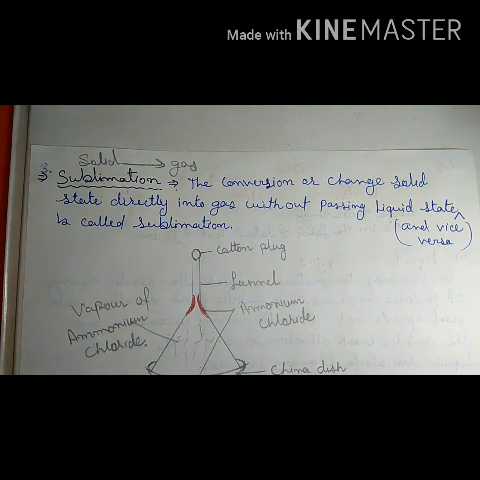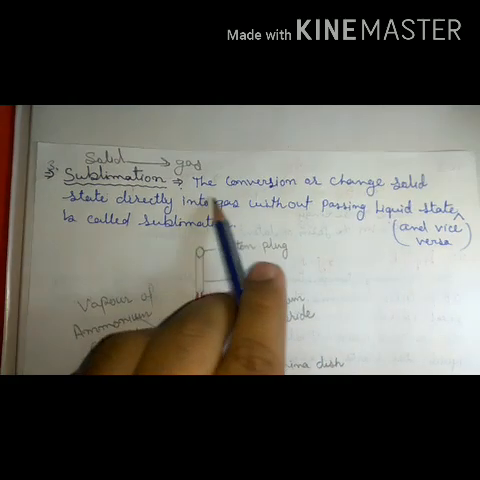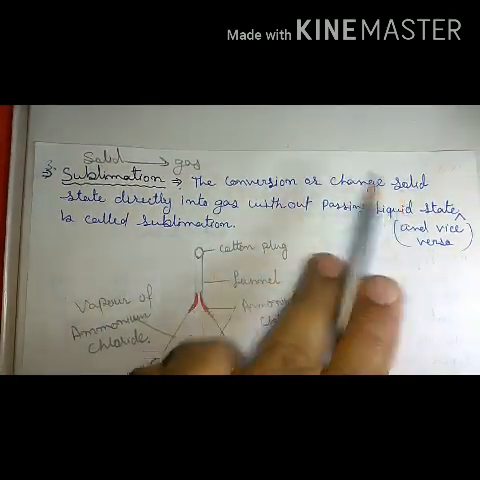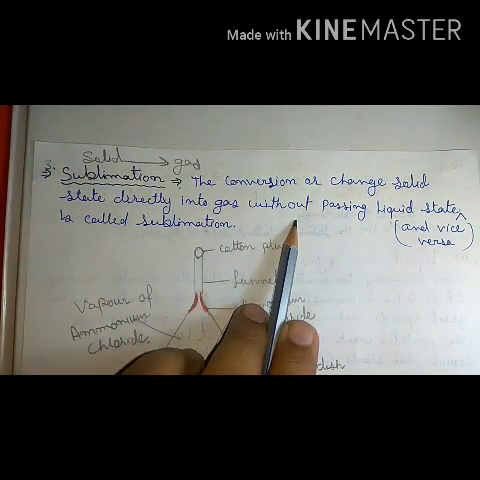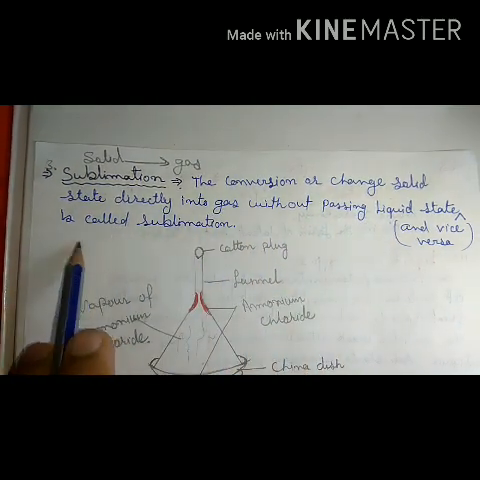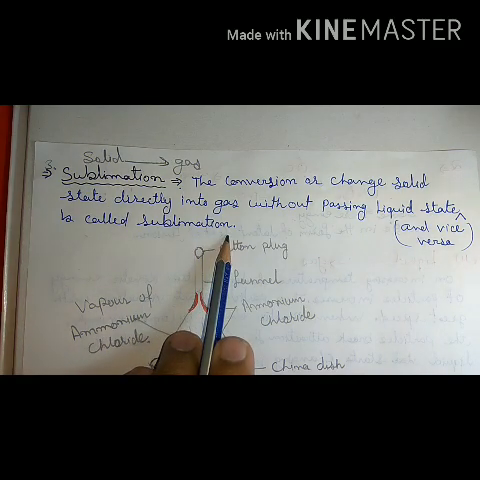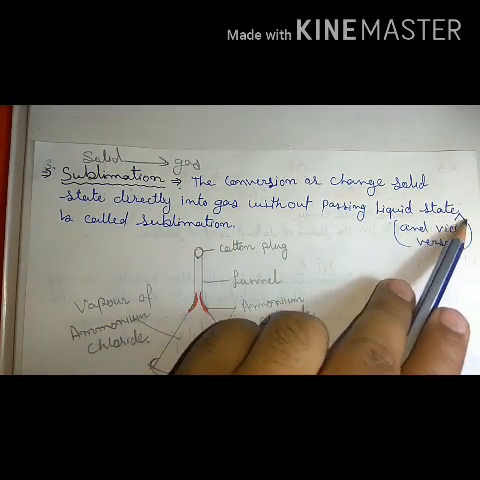This process of change of solid directly into gas without passing through the liquid state, and vice versa, that means gas directly to solid, where the liquid state is missing or very short lived, is known as sublimation. The change of solid state directly into gas without passing through the liquid state is called sublimation. We can use it vice versa here also.